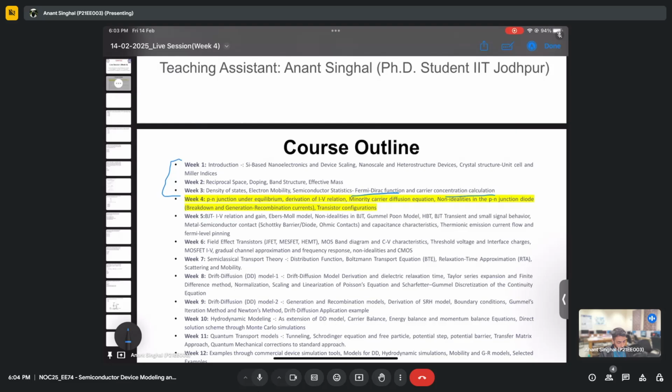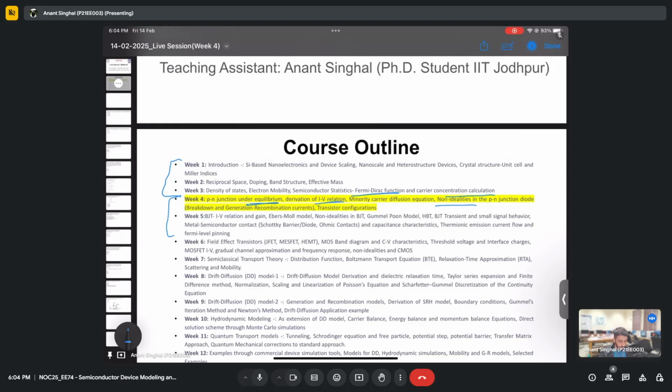So we'll be starting with the equilibrium condition, in which we'll not be applying any bias, and then we'll see the IV relation. I will not derive it, but I'll give you the idea of why the IV relation looks like that for the p-n junction diode. And then there are a few concepts, such as non-idealities of the p-n junction. For weeks 4 and 5 there might be some topics of week 5 in this lecture, or some topics of week 4 in the next lecture, because a very basic understanding of band bending is required.